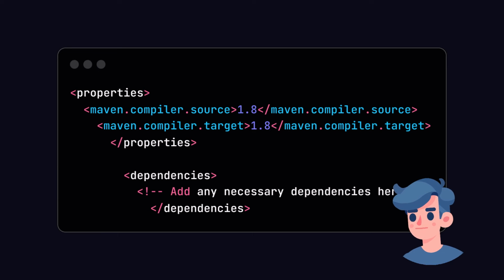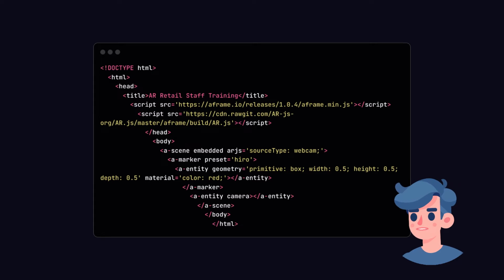The next step is to set up our dependencies in the pom.xml file. This is where we declare the libraries we need for AR.js and any other utilities. Now we will set up our basic AR scene. Create an HTML file in the src/main/resources directory called index.html. This file will host our AR implementation.